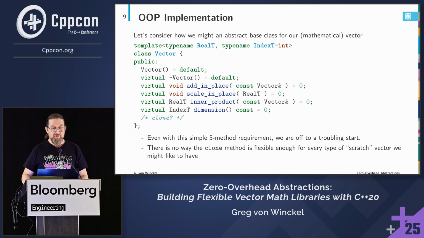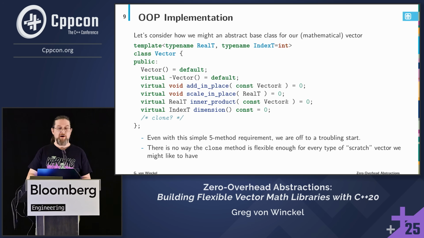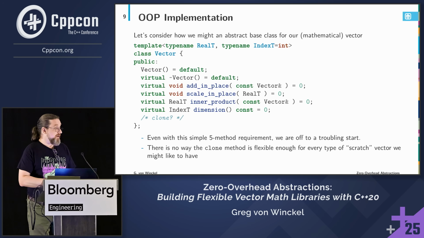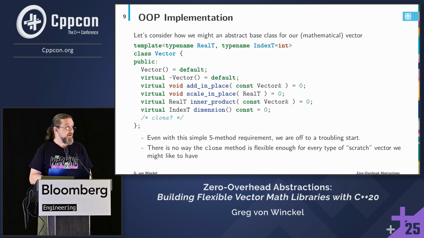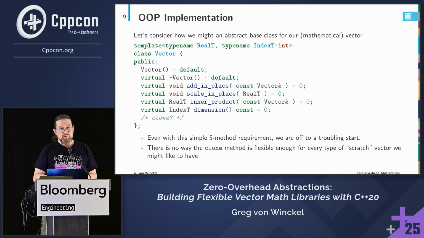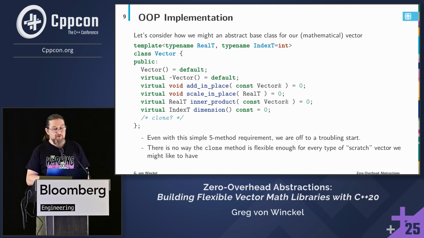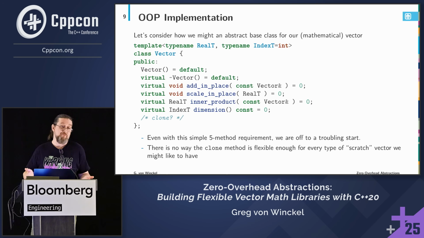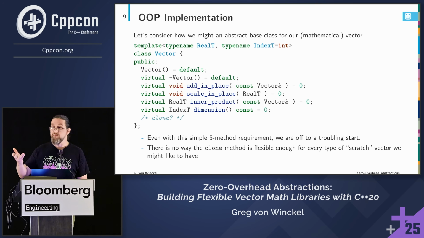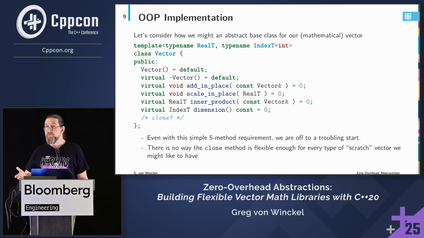Okay, now if you went at this from the object-oriented perspective, things get frustrating real quick. So you think of having a base vector class that defines pure virtual functions for the interface: add and scale, inner product, dimension. Then you get to clone. Well, what do you do here? By inheritance, you can only return a reference or a pointer to a vector, unless you have a covariant return type mechanism set up. You don't want that. You probably want a smart pointer.